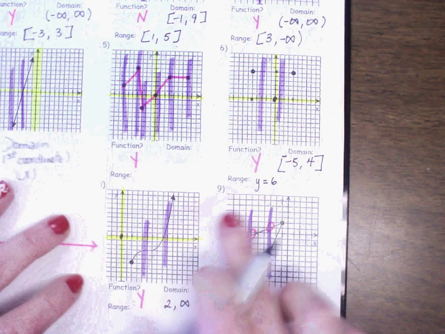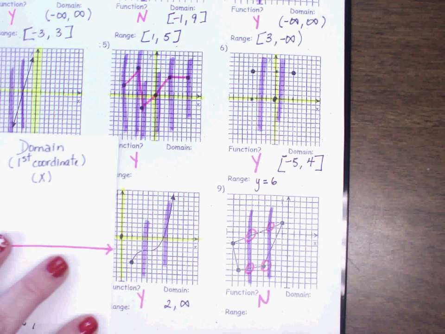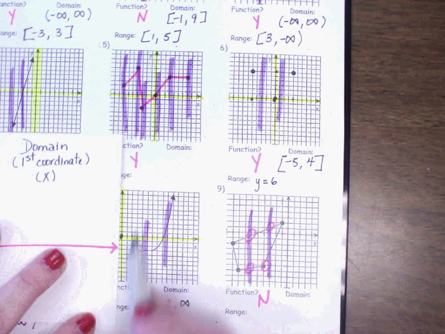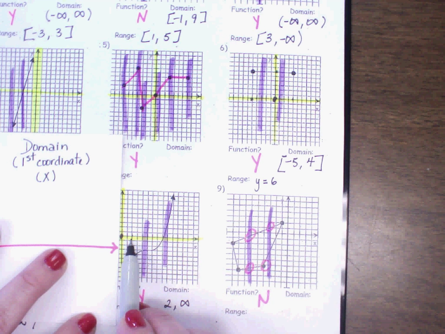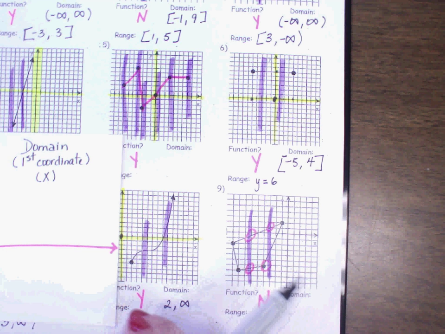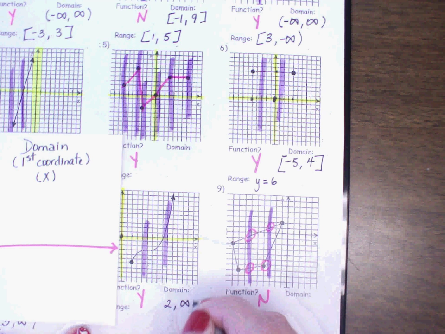If this is 0, this is my negative. X is positive 2, right? Don't confuse it with the range. The range would be negative. So do I do brackets or parentheses? Talk to me. Parentheses over here and then bracket over there because it includes that too. Very good. Alrighty.